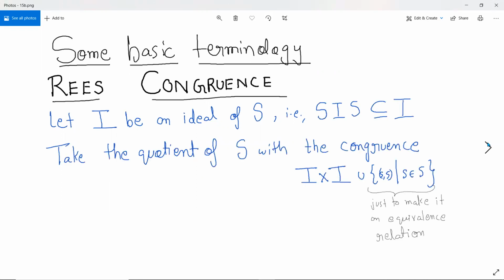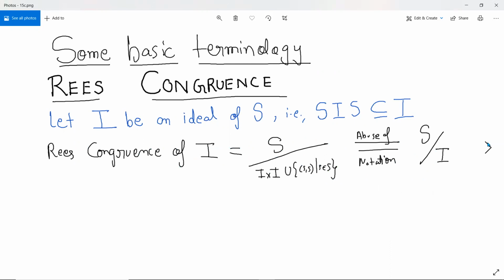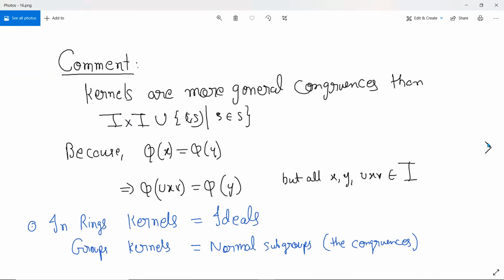When we say ideal, we mean two-sided ideal. And we take the quotient of S with this congruence. We take I cross I, and we have to add elements of the form (s, s), to make it an equivalence relation. And then we can quotient S by this congruence, and we just call it S mod I.